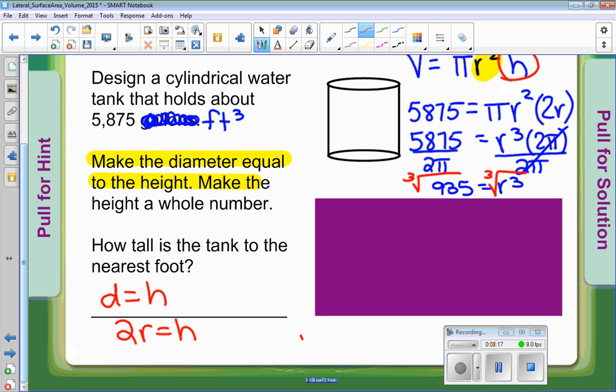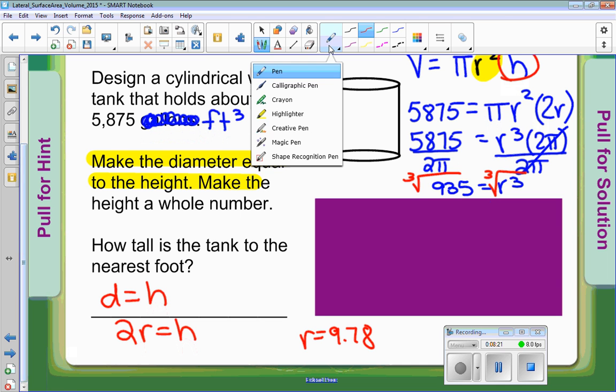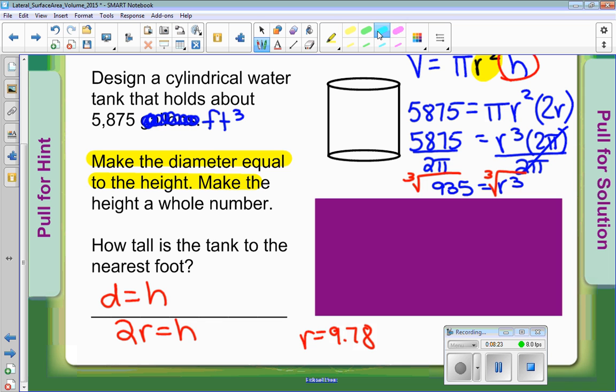Well, that's great and all, but that's not what the question asked. What did the question ask? We want the height. But guess what? If I know the radius, can I figure out the height? What is it? Just that number times 2. Yeah. So multiply by 2. And I get about 19.56. That's how tall this is going to be.